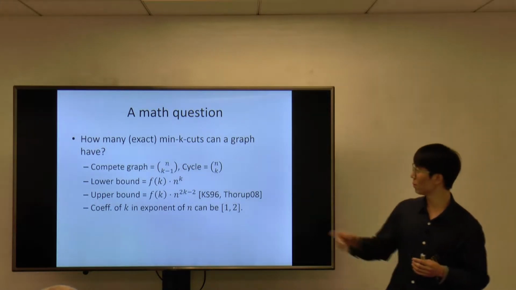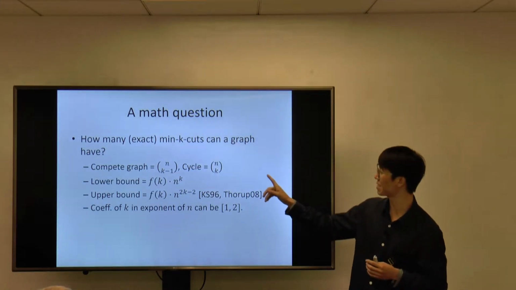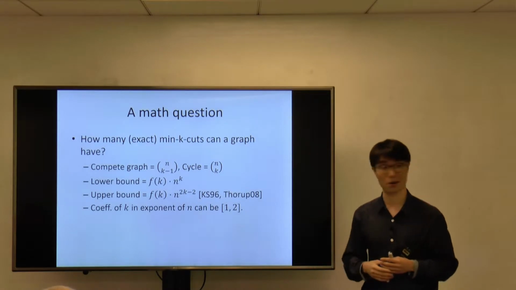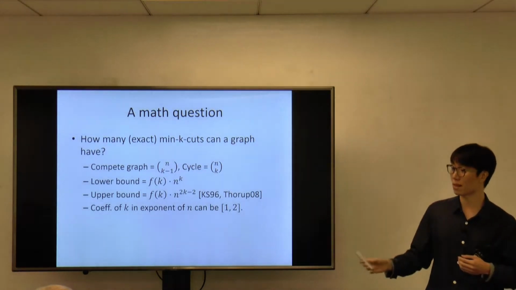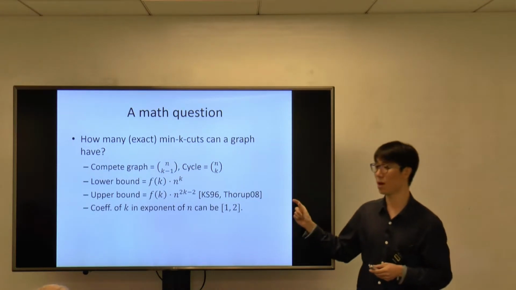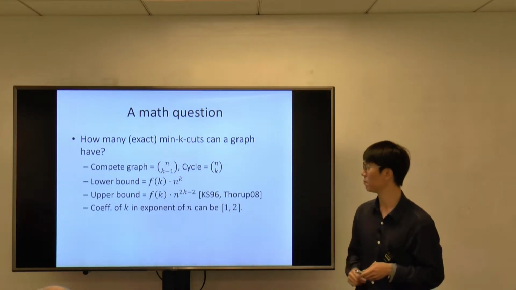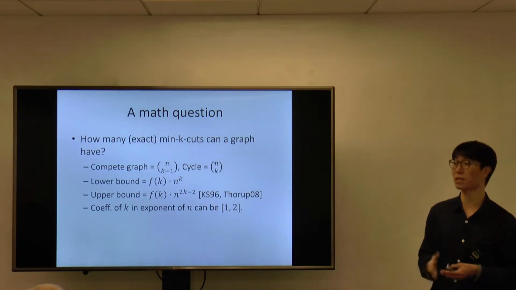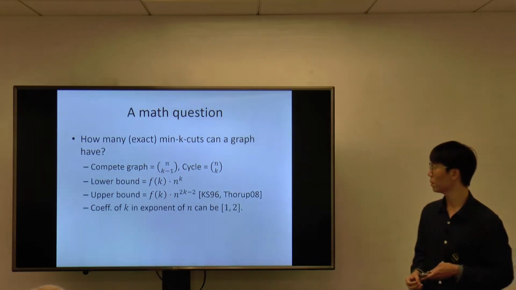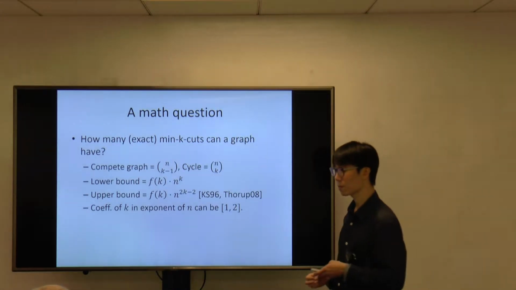So if k is 2, then these things match. They're both n squared, and then we know that it's correct. But if k is a bigger constant, there's an unknown gap of 2 in the exponent of n. So the coefficient of k can be 1 or 2, and that's the question we want to ask. So what is known exactly?